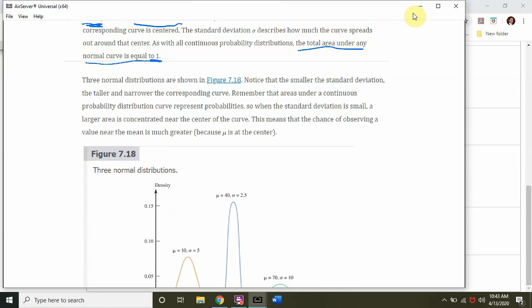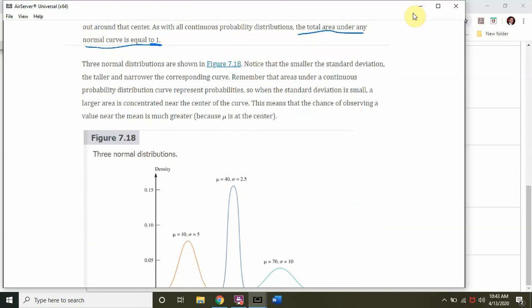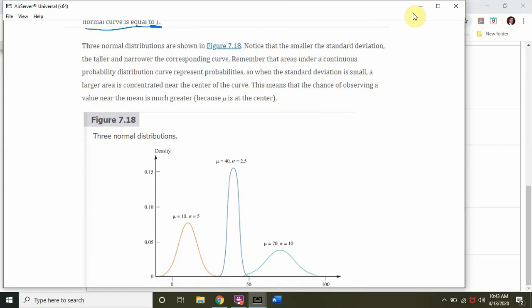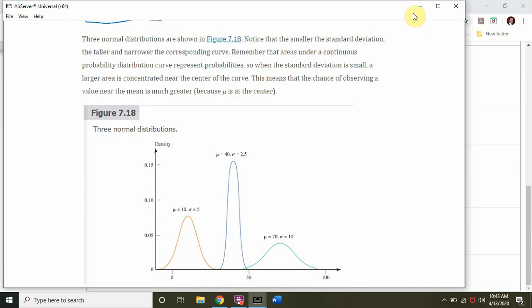Three normal distributions are shown in figure 7.18. Notice that the smaller the standard deviation, the taller and narrower the corresponding curve is. So that would be the one in the middle. That one's centered at 40, and it's got a relatively small standard deviation of 2.5.